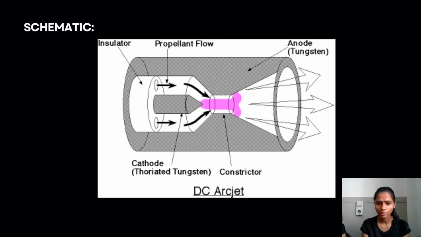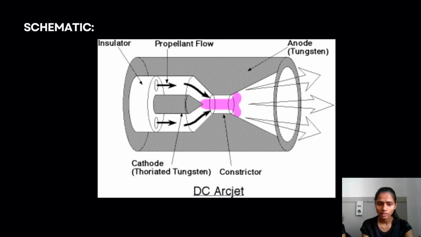However, they can be limited in specific impulse, which is the measure of the efficiency of a propellant, compared to other types of electrical propulsion such as ion thruster and Hall effect thruster. The main components of DC arc-jet thrusters are a cathode, which is typically made of thoriated tungsten. The cathode emits electrons when it is heated by an electrical arc, and an anode, which is typically made of tungsten. The anode collects the electrons emitted by the cathode.